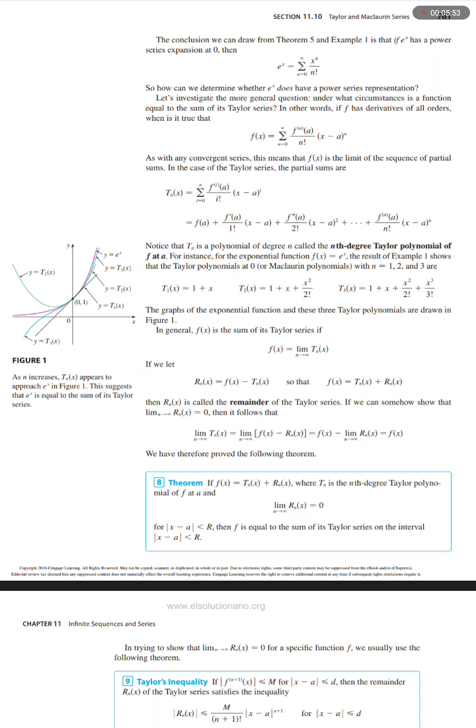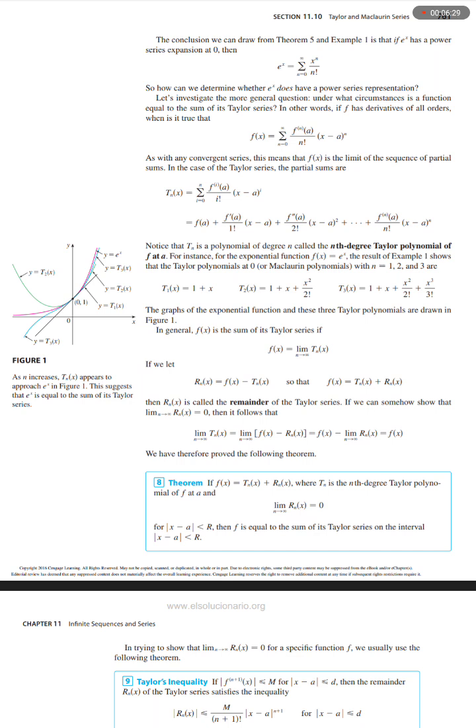See figure 1. As n increases, T_n(x) appears to approach e^x in figure 1. This suggests that e^x is equal to the sum of its Taylor series. Back to the text. In general, f(x) is the sum of its Taylor series if f(x) equals the limit as n approaches infinity of T_n(x).